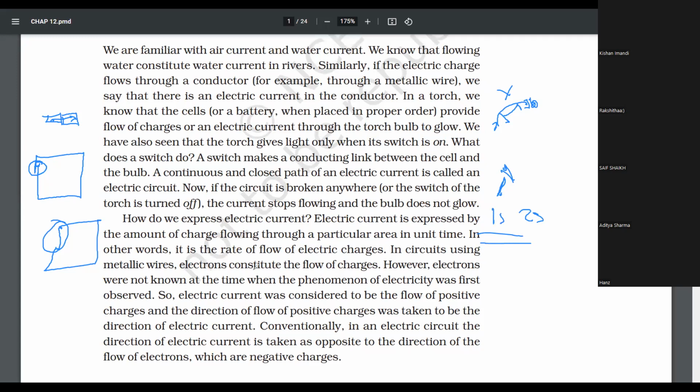Like I said, in circuits using metallic wires, electrons constitute the flow of charges. However, when electricity was first discovered, electrons were not known at that time. We did not know that electrons existed. And because of this, the conventional direction of electric current is taken from the positive terminal of a dipole to the negative terminal.